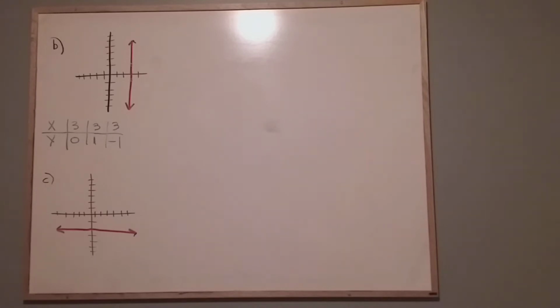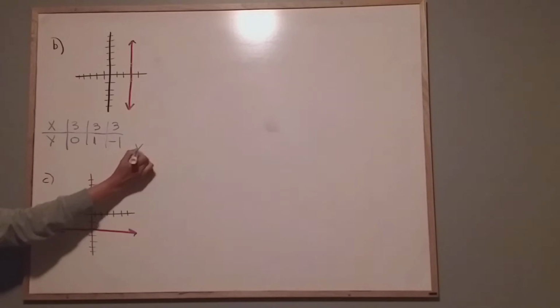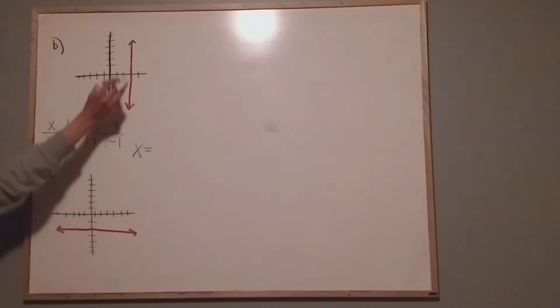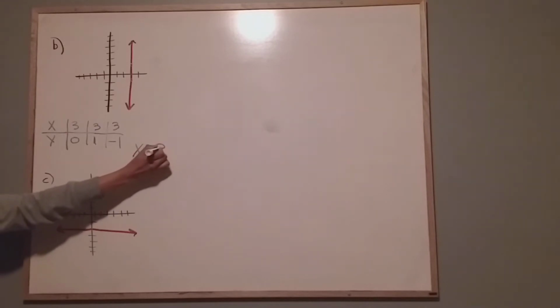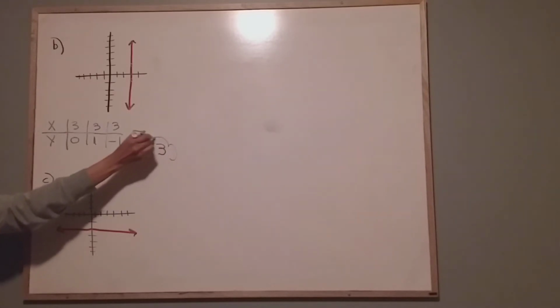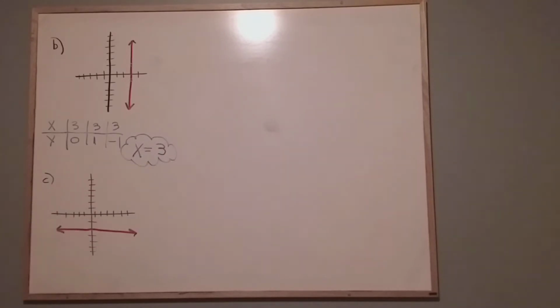As you come up with points, you will realize that x is always going to be 3. So if I have to write an equation for a vertical line, your equation always is going to be x is equal to, and in this case, because it goes through the x-axis at 3, the answer is 3. So your equation for a vertical line is always going to be x equals something. In this case, it is x equals 3.